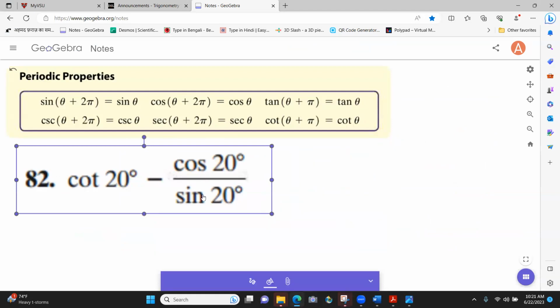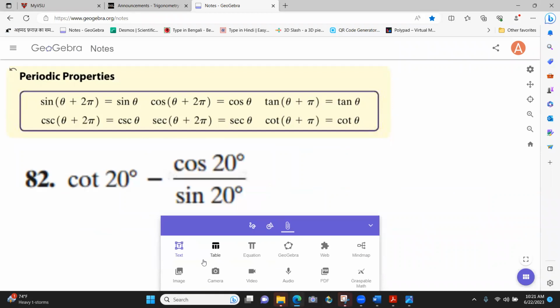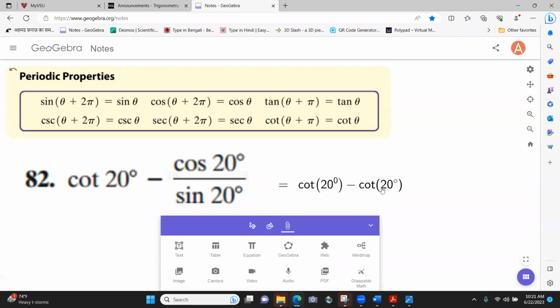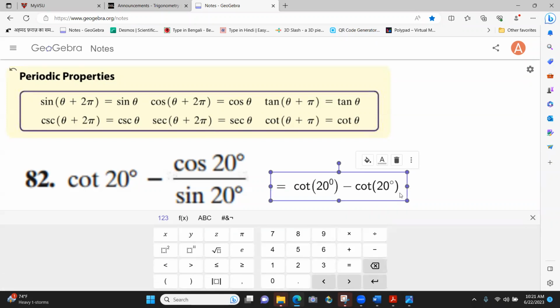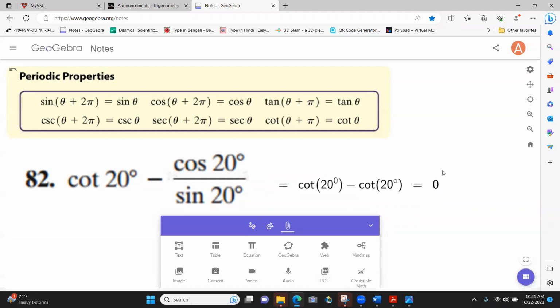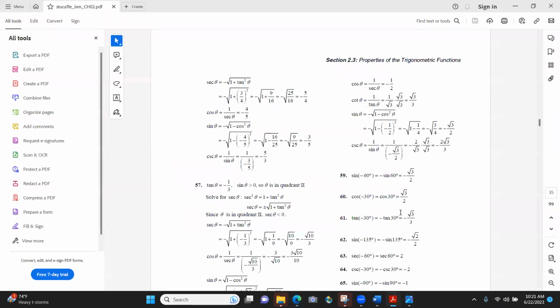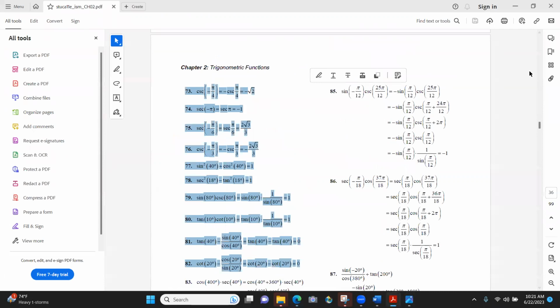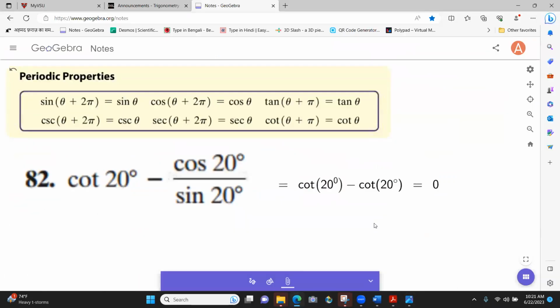82. This one, I will check the answers, but they're so straightforward. So cosine 20 over sine 20 is cotangent 20. Okay, that's how it's defined. So I'm going to write is equal to cot 20 minus cot 20. Why am I writing cot 20 second time around? Well, cosine 20 over sine 20 is cot 20. Cot 20 minus cot 20. I don't have to know what cot 20 is. I don't need my calculator. The answer is 0. And this is 82. I really don't have to check it, but since I have it, I'm going to check it. 82 should be 0 right here. So we're okay.